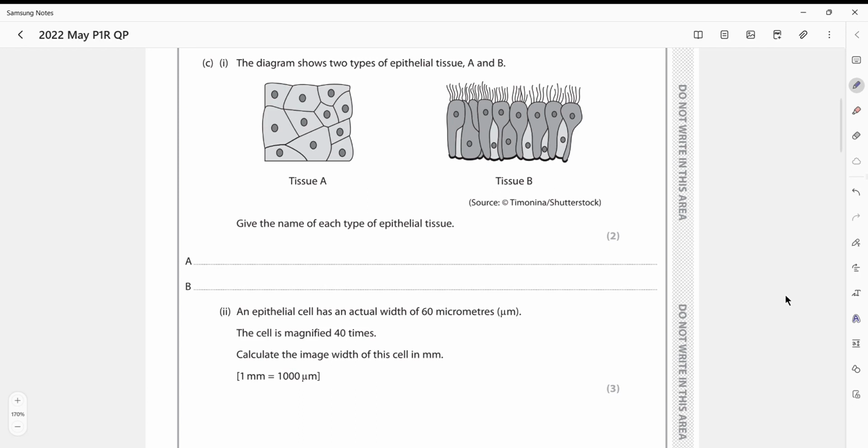And the ciliated epithelial cells, which is this one here, so this is squamous on the left and ciliated on the right. These ciliated epithelial cells have these things called cilia, and these allow these cells to brush away, for example, mucus away from your lungs. So let's write this down. So A would be squamous and B would be ciliated.